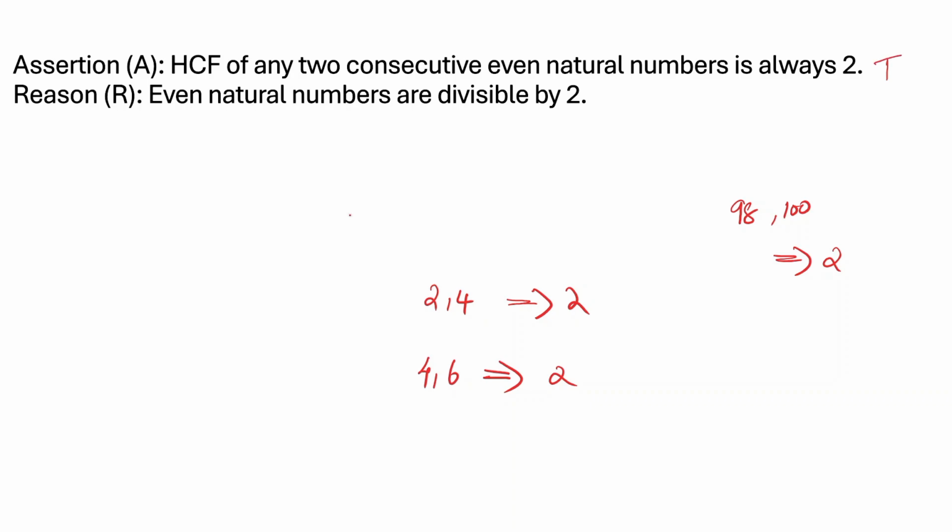The first assertion is true, and the reason they are giving is, even natural numbers are divisible by 2. So any even natural number, you can divide it by 2, right? 88 divided by 2, you'll get 44. It is divisible by 2. So that is also true, but the reason is not explaining anything about HCF, the highest common factor. It doesn't mention anything about the highest common factor. So this is not the correct explanation.